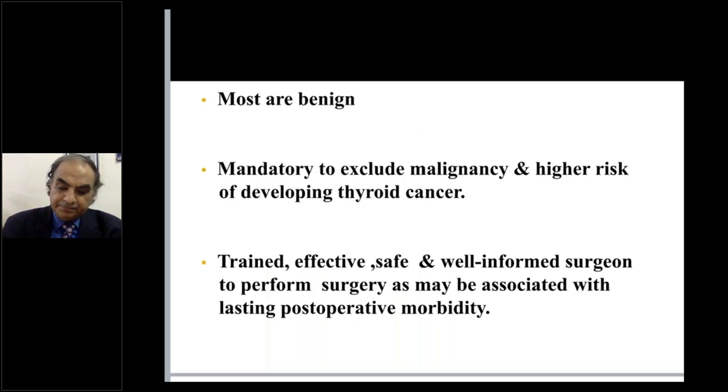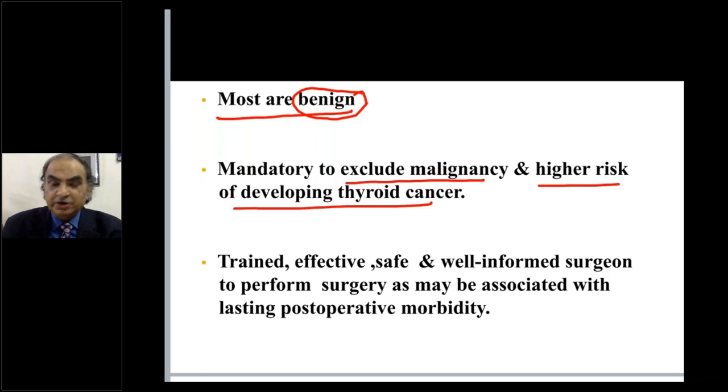Now, most are benign, which is good. And is it important? It is, yes. It is mandatory to exclude malignancy and a higher risk of developing thyroid cancer. This is all that we need to do. Otherwise, you can easily leave them alone.